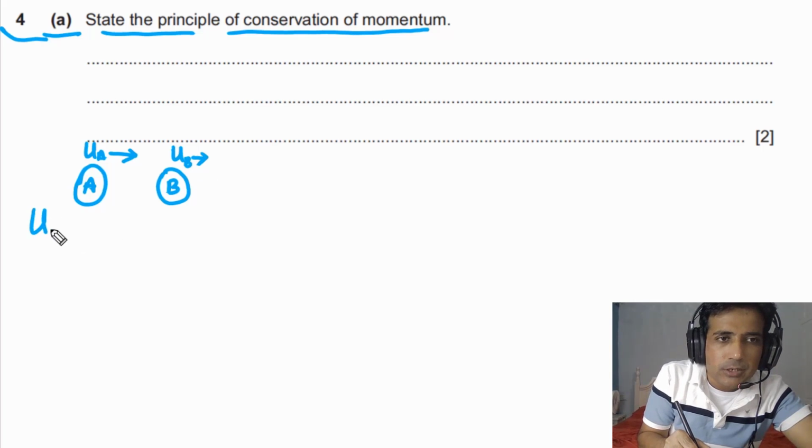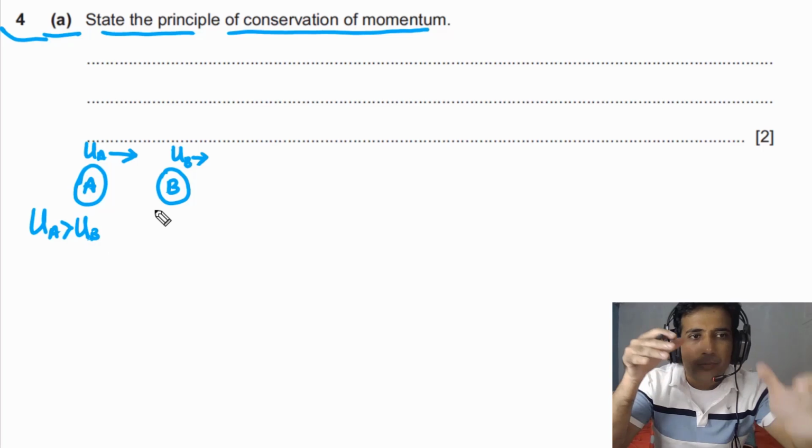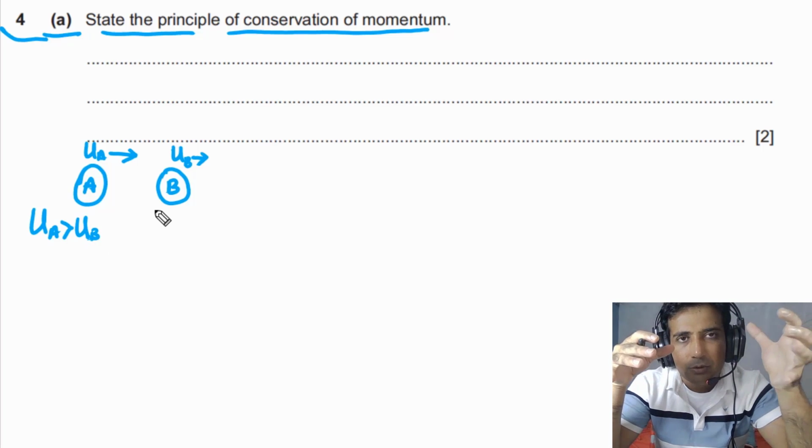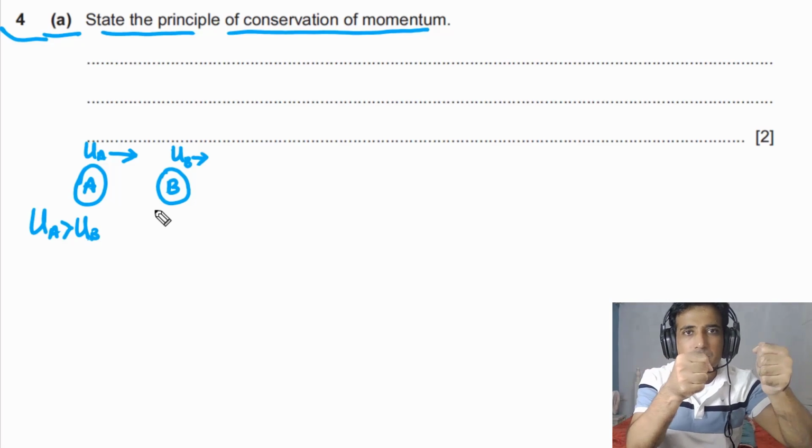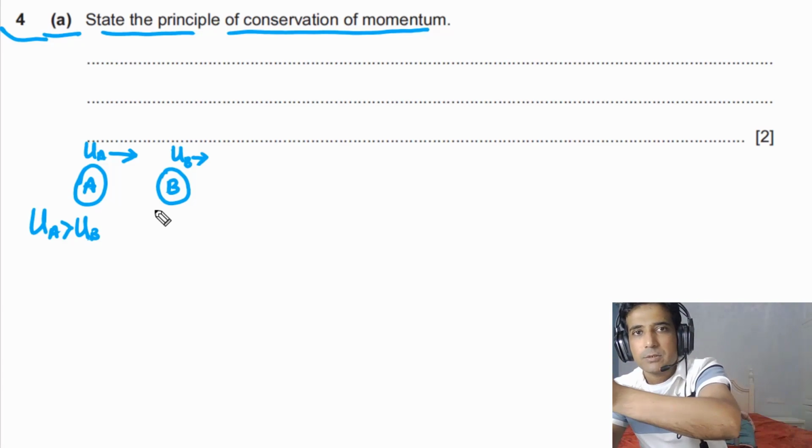In this case, we are assuming that the speed uA is greater than uB. If uA is greater than uB, then at one point, after a certain period of time, these two balls will collide with each other. One is moving like this, the other is faster, so they will collide with each other.